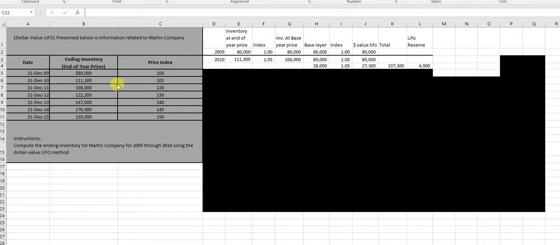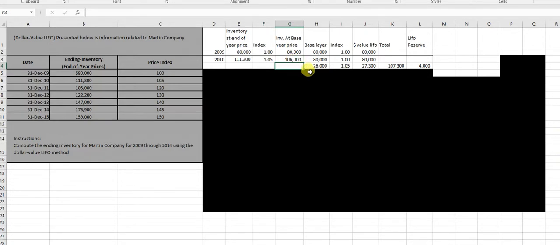Okay, for 2010, my inventory is 111,300. My index is 105. So I simply take this divided by 105 and I get my inventory at base year price. So I've removed inflation, and inflation has taken it up by 5%. So in base year price it's 106,000.